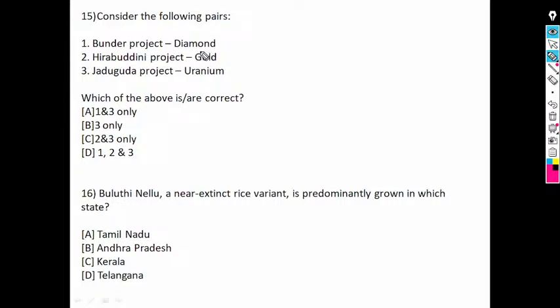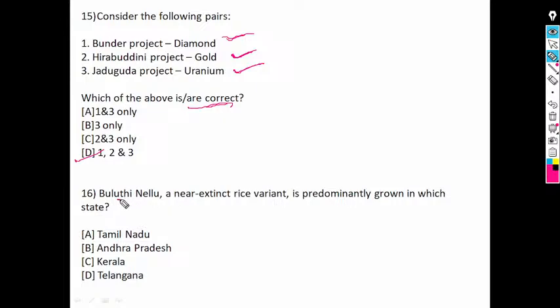Consider the following pairs: Bunder project, diamond; Hutti project, gold; and Jaduguda project, uranium. Jaduguda project, uranium; Hutti project, gold; Bunder project, diamond. These are all correct. Okay, all are correct.